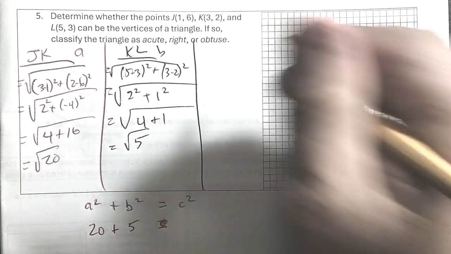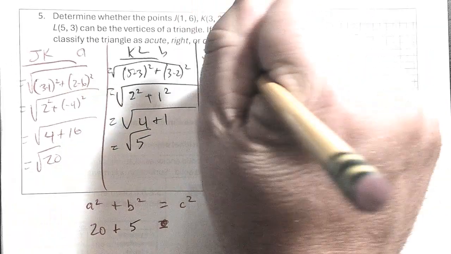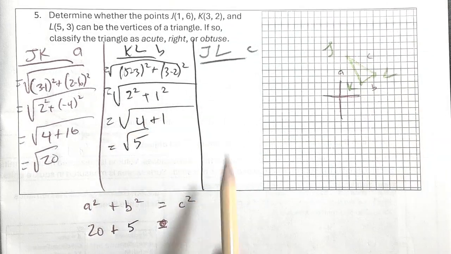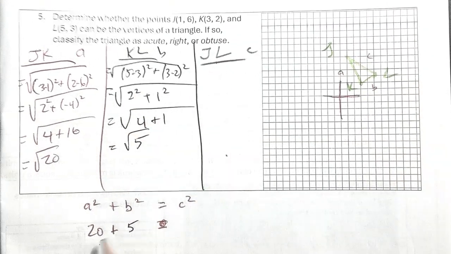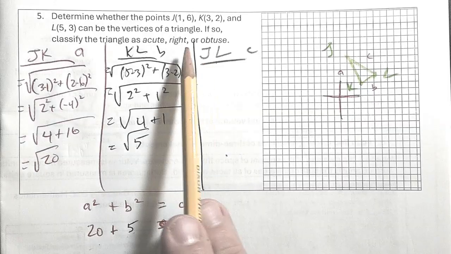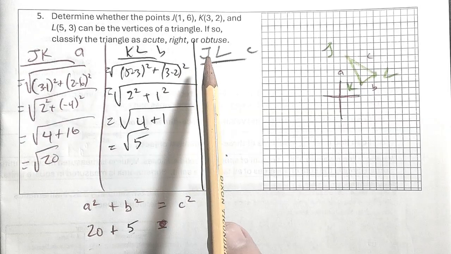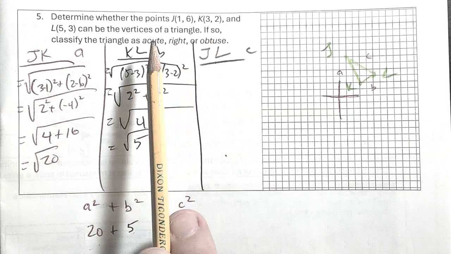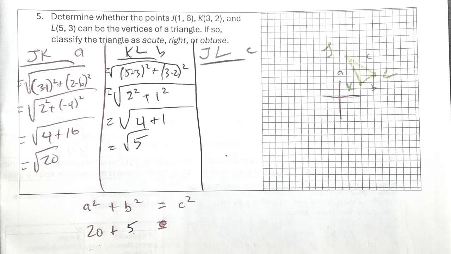All right, so now, this is your C. If this guy is the square root of 25, 20 plus 5, then it's a right triangle. If it's more than 25, then it's obtuse, and if it's less than 25, it's acute. Just want to say that again before we look at this, so that's the mindset.